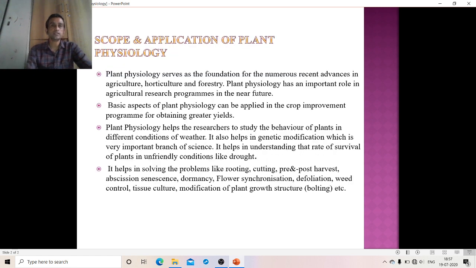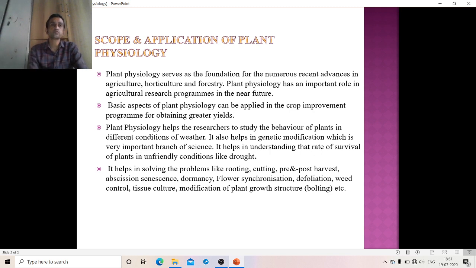Then the next short topic under the chapter is scope and application of plant physiology. First, plant physiology serves as the foundation of numerous recent advances in agriculture, horticulture, and forestry. Through plant physiology, we study the different advances and different functions in the agricultural field, horticultural field, and forestry.